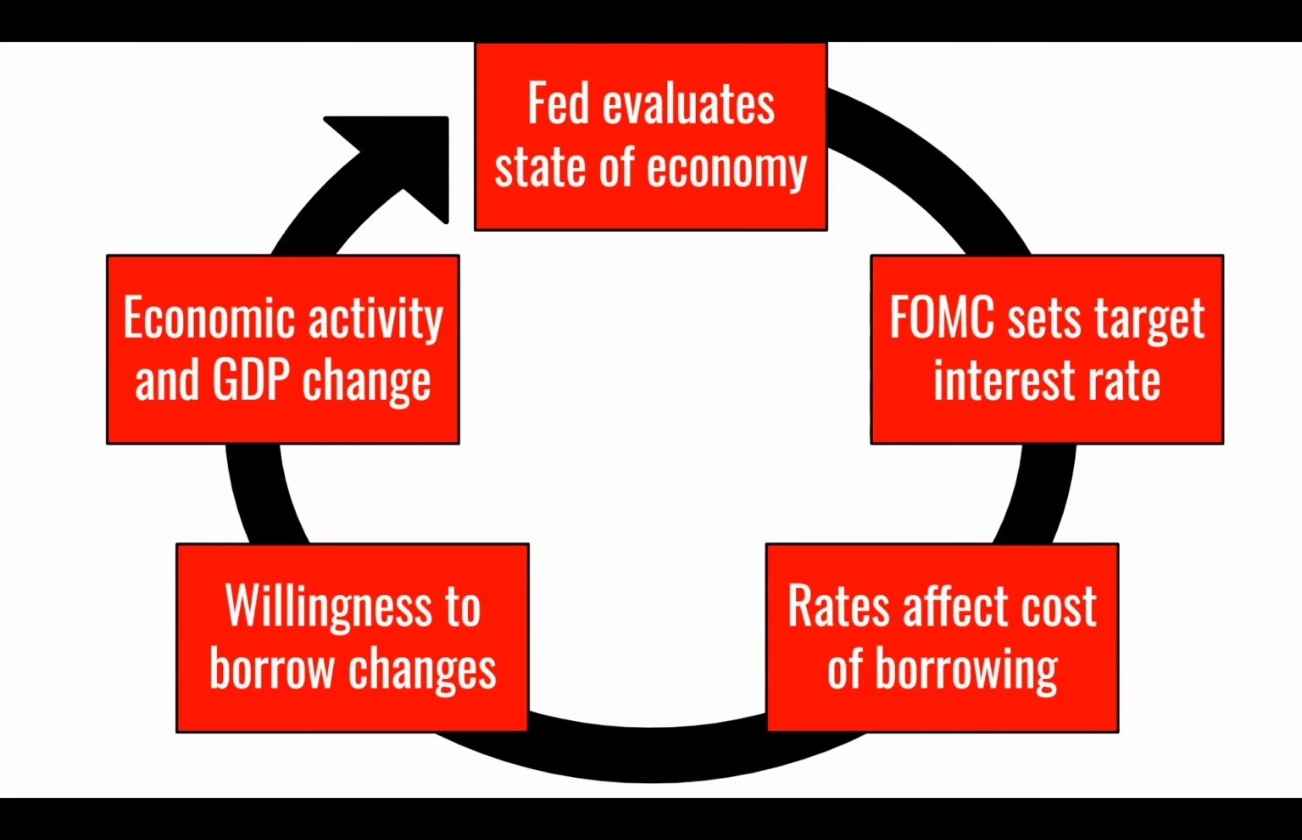The way it does it, its job is to sort of follow through a process. They evaluate the state of the economy and determine whether the economy is at a place they want it to be or do they need to influence its direction. The FOMC then will set a target interest rate. That interest rate is designed to influence borrowing and spending within the economy. So they'll either raise it or lower it or hold it steady depending on which direction they want aggregate demand to go. Those rates will affect the cost of borrowing, which then influences the willingness of people to borrow money. Their decision to borrow or not borrow has an impact on the economic activity and overall GDP of the economy.